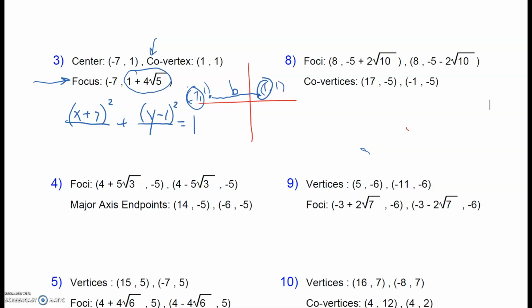So if you draw it out on graph paper, you count boxes, it's 8. So 8 squared is 64. Now we have to find the other denominator. Remember, we're going to use C for that. And remember, here's what C is.